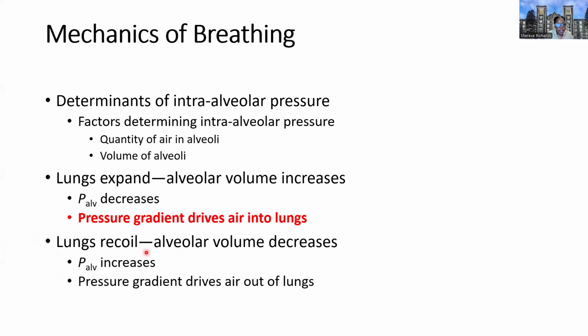And another example here is when the lungs recoil. This involves a decrease in alveolar volume. So the thoracic cavity gets smaller first, then the intraalveolar pressure goes up, right? Volume goes down, pressure goes up, and now we have a higher intraalveolar pressure, and that can simply drive air out of the lungs. Higher intraalveolar, lower atmospheric, the gradient favors expiration, or exhalation.